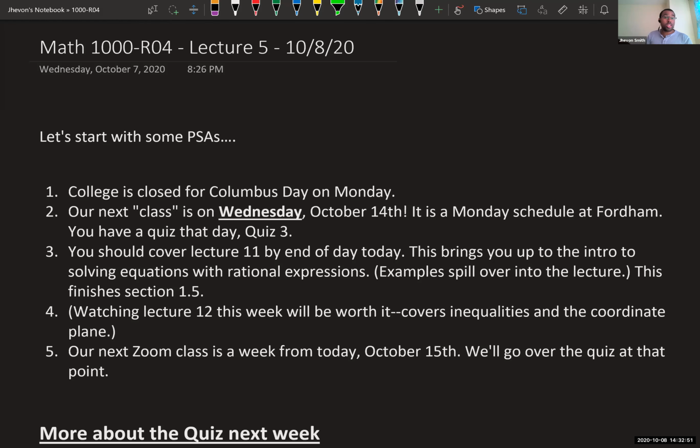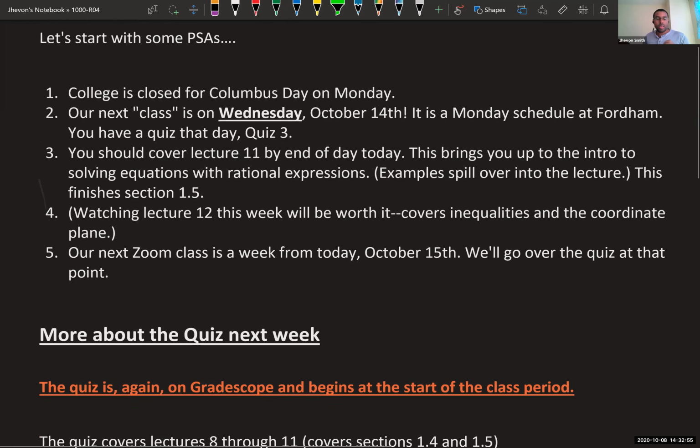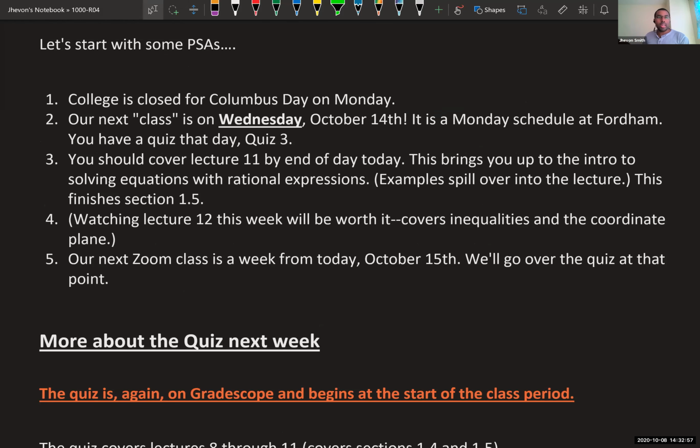But we're going to start with some public service announcements. You should be aware that next week, Monday, college is closed for Columbus Day. So we won't have class. You won't have any class, in fact, not just this class. So on Monday, you have a break. That being said, the following Wednesday will follow a Monday schedule.